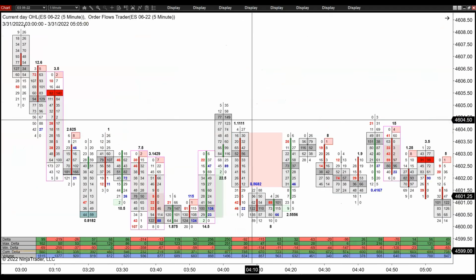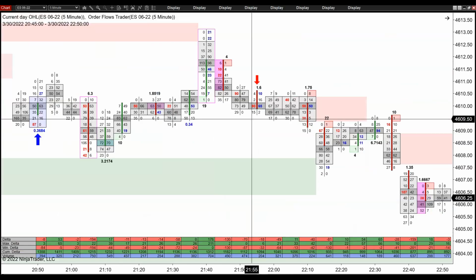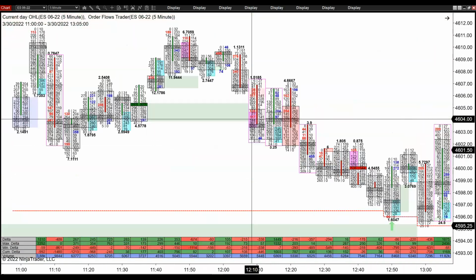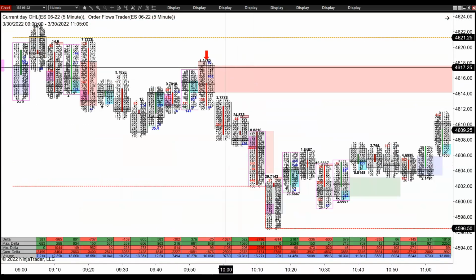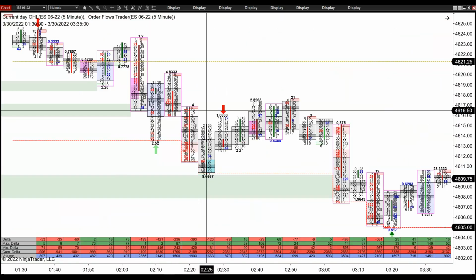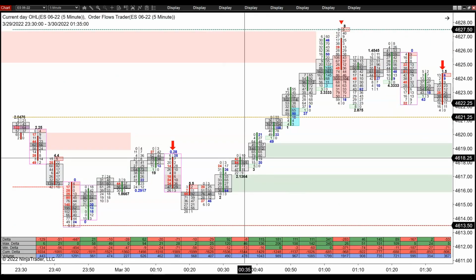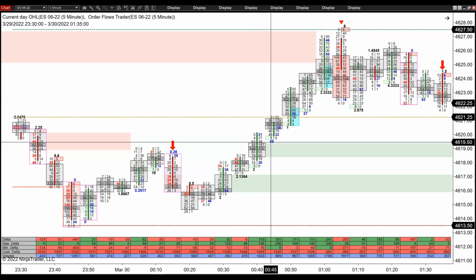Let me see if I can find an example. I don't have an example of the red zone where you're trading above it, but you get the idea. You want to be trading in the direction that value is moving. And again, if the market is trending, price is going to lead value.